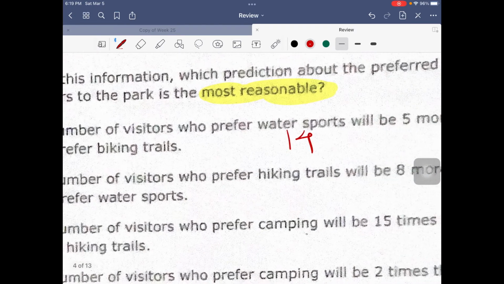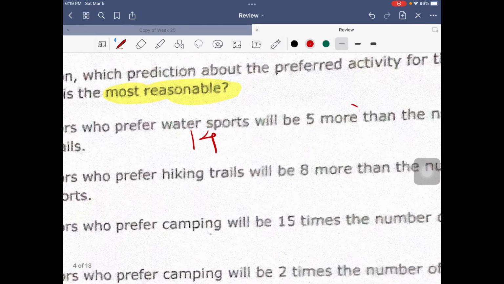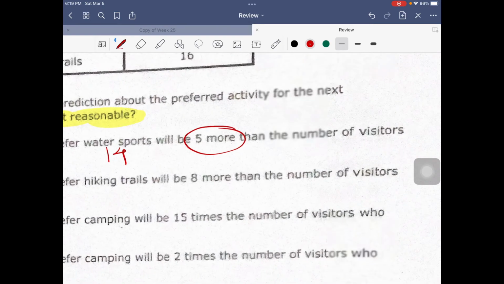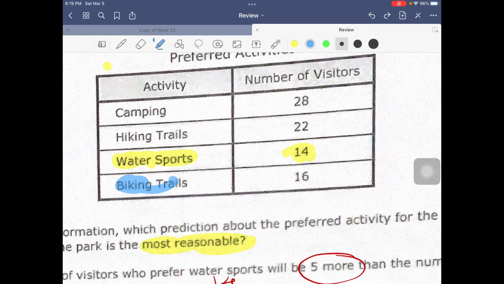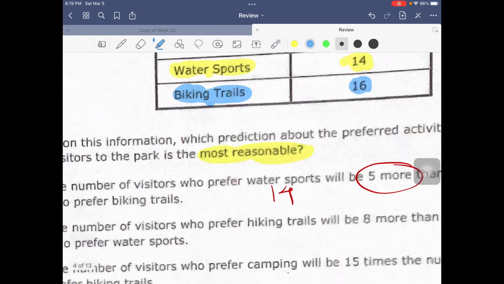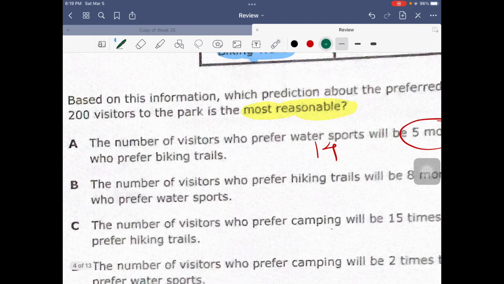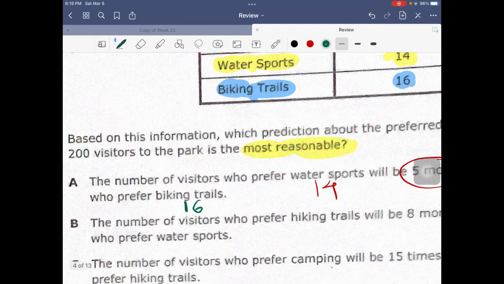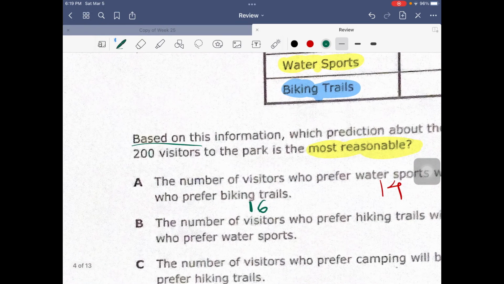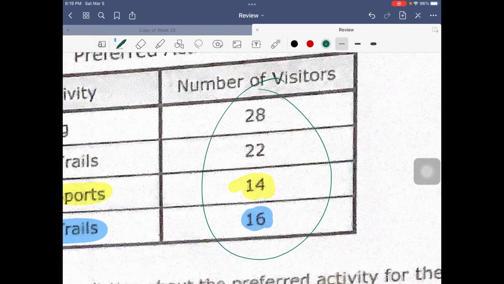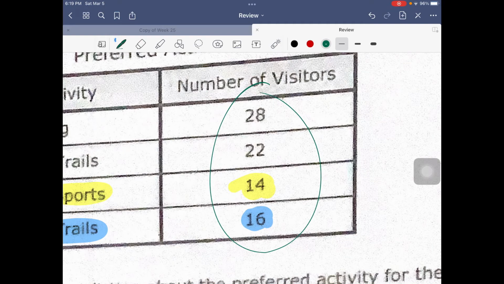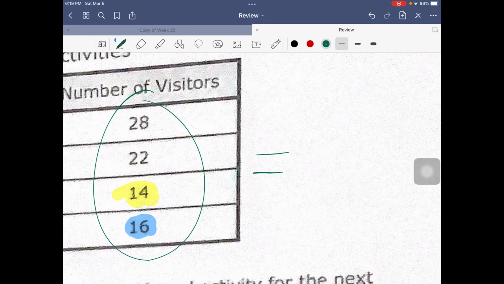Now, the number of visitors who prefer water sports, 14, will be 5 more than the number of visitors who prefer biking trails. How many prefer biking trails? 16. Now, do you think it's reasonable to say, 16, that if there's 200 visitors, not however many there are here. Now, if we add these, how many are there actually?